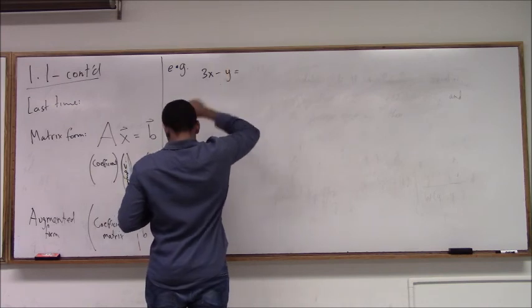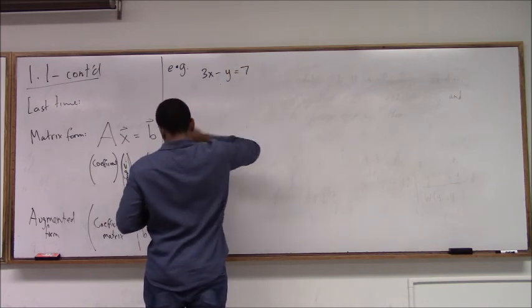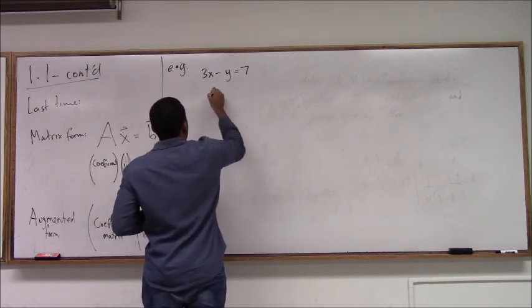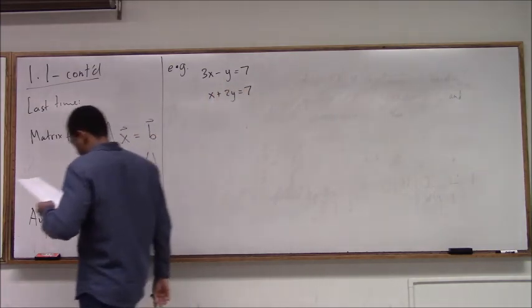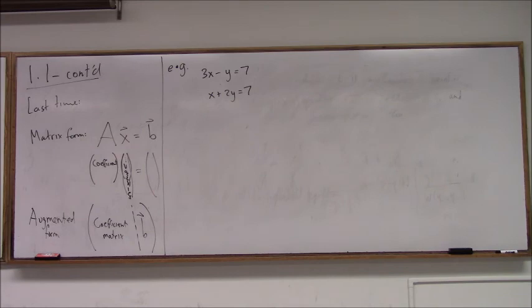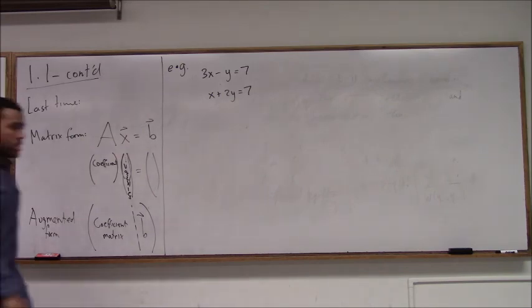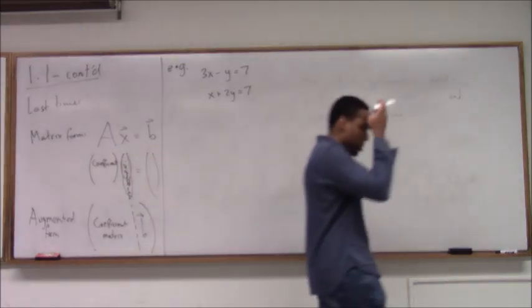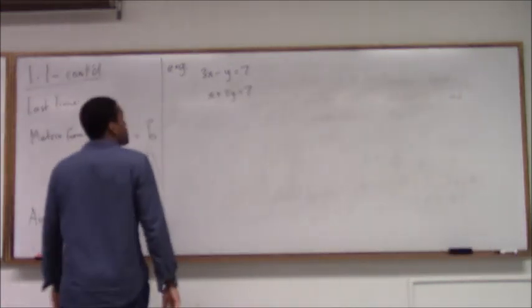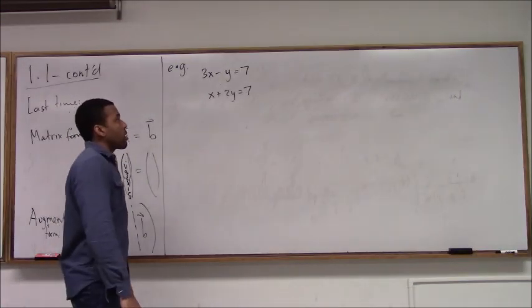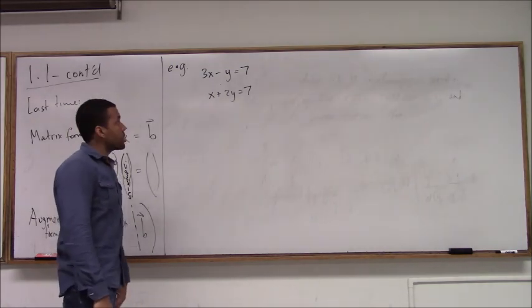3x minus y equals 7. X plus 2y equals 7. Okay, so let's solve this before linear algebra class. Let's pretend for a second we're back in college algebra, doing the system. What could we do here? What are some things you might have done?